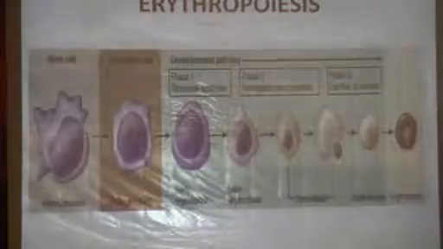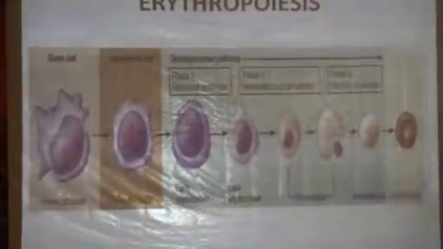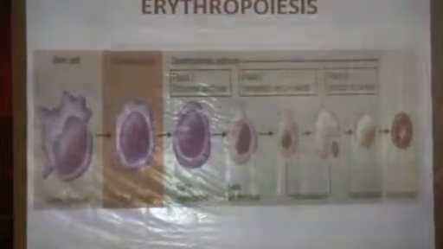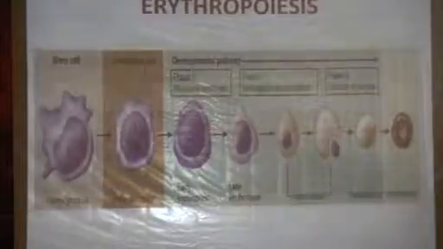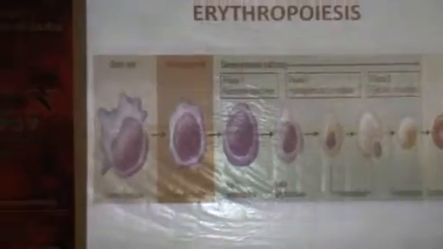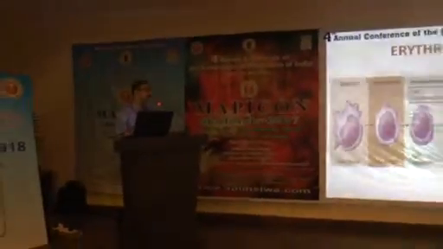And after it gets committed from the pluripotent stem cell, it gets committed that yes, now I'll go to the erythrocyte series. And then it has to go through various stages of early erythroblast, intermediate, late erythroblast, normoblast, reticulocyte, and finally what we have, the erythrocyte, that is the red blood cell.